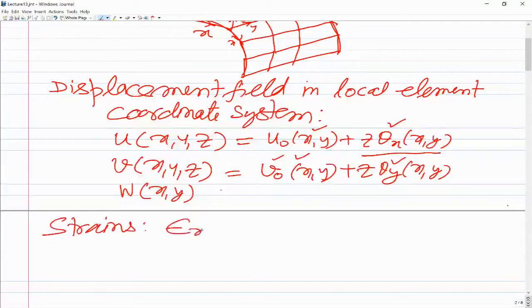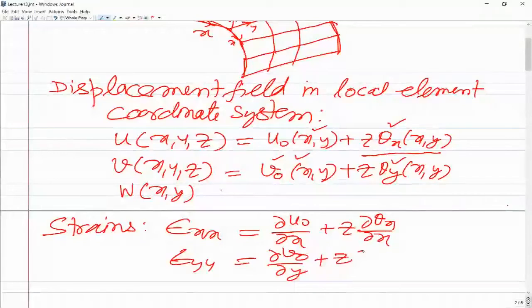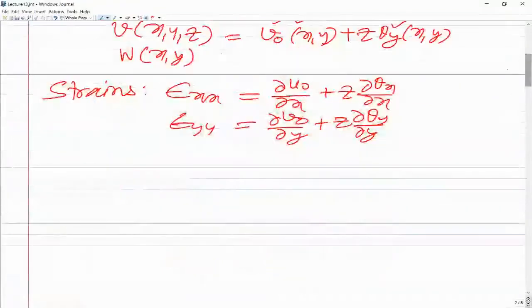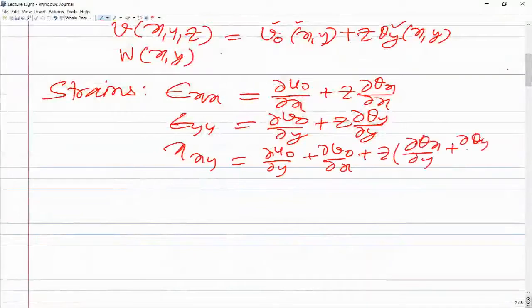So now the strains would be epsilon xx would be del u naught by del x plus z into del theta x by del x. Epsilon y would be del v naught by del y. Earlier we had only the z term, now we'll have these terms also, del u naught by del x, del v naught by del y. And gamma xy is del u naught by del y plus del v naught by del x plus z into del theta x by del y plus del theta y by del x.